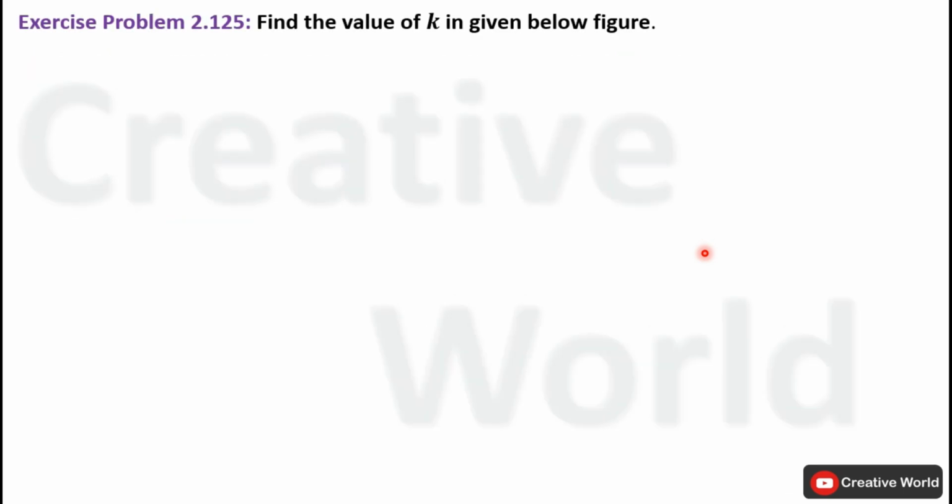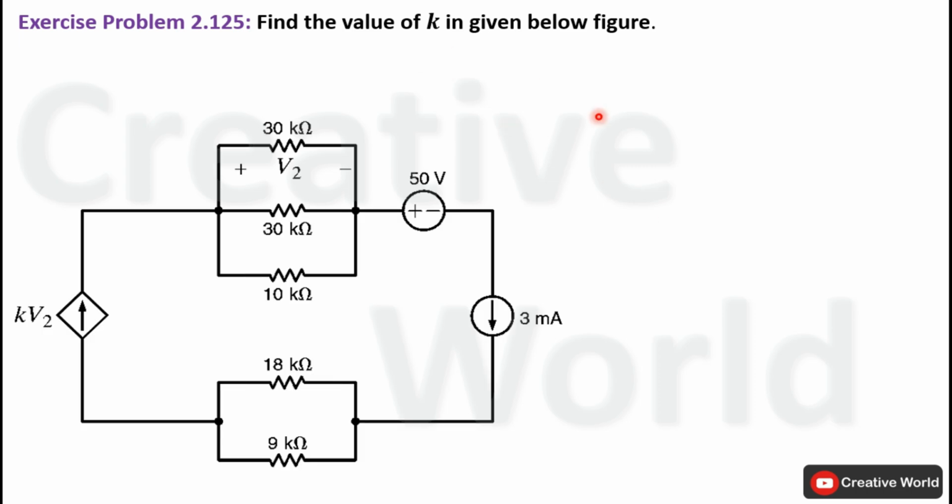Exercise problem number 2.125. Find the value of K in given below figure. This is the circuit diagram of given problem. Inside this network, we have to find the value of K. So without wasting time, let's proceed towards the solution.